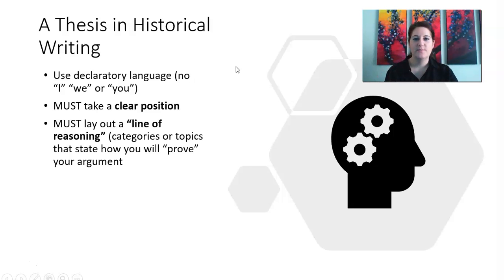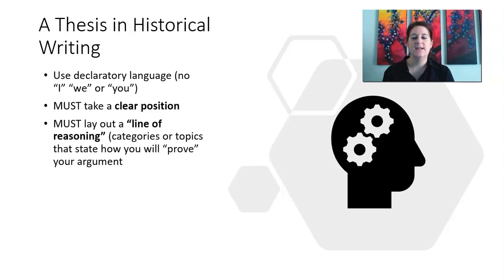A couple of reminders about a basic thesis. You want to make sure you use declaratory language. That means no I's, no we's, no you's, right? You want to be objective and persuasive. Make sure you have a clear position. You should be able to find an adverb or an adjective or a phrase that demonstrates how much, right? How effective were the progressives? Were they very effective, minimally effective, or not effective at all?